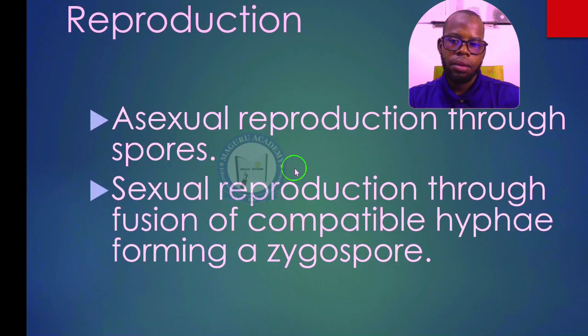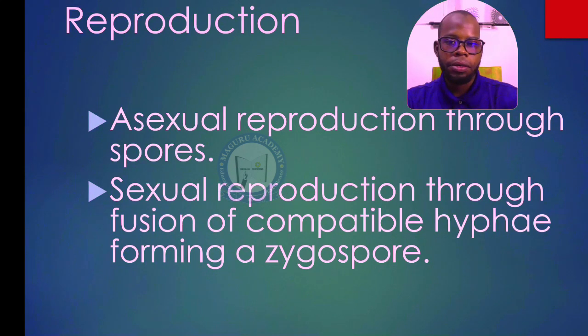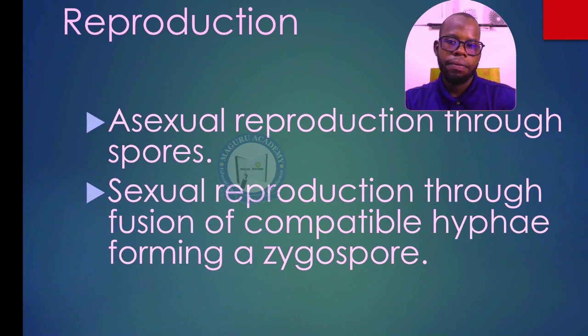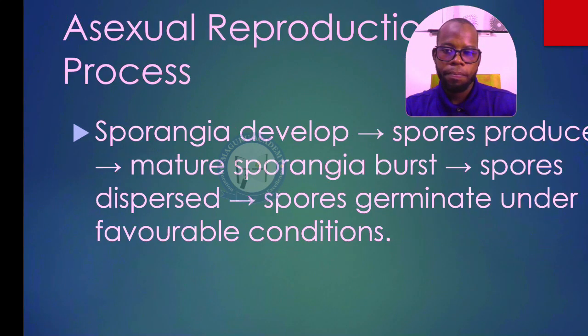Reproduction. How does it reproduce to get more bread mold on the food? Asexual reproduction through spores gives the first mold. So it undergoes both asexual and sexual reproduction. Asexual reproduction is through spores. Sexual reproduction is through fusion of compatible hyphae forming zygospores. It means zygospores are formed through hyphae. That is how they reproduce.